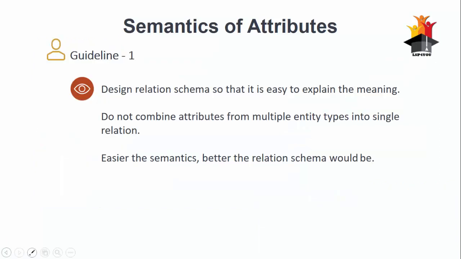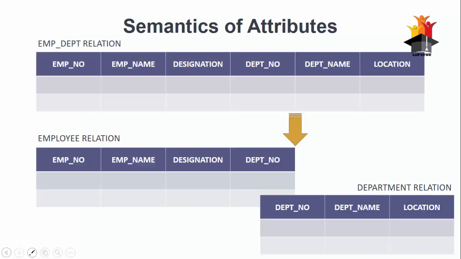So let us see the guideline 1. Design a relation schema so that it is easy to explain its meaning. That is, every single attribute is related to each other and it explains the meaning of an entity type or relationship type. Informally, each tuple in a relation should represent one entity or relationship instance. Do not combine attributes from multiple entity types into a single relation. In employee department relation, we mix the attributes of two different entities in a single relation. So actually this violates the guideline 1.